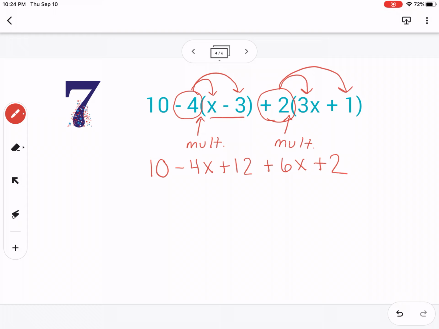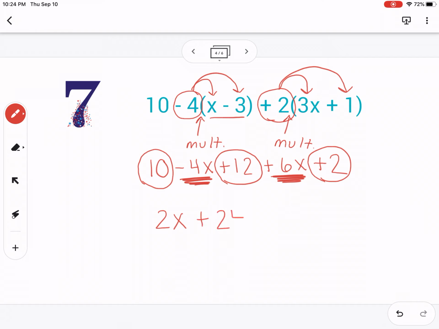So I've distributed. Now I'm going to combine my like terms. I'm going to underline my variables. So that becomes 2x. And then I'm going to look at all my constants. I like to circle my constants. So I get those plus or minus signs in there. And that becomes 24, positive 24. Final answer.